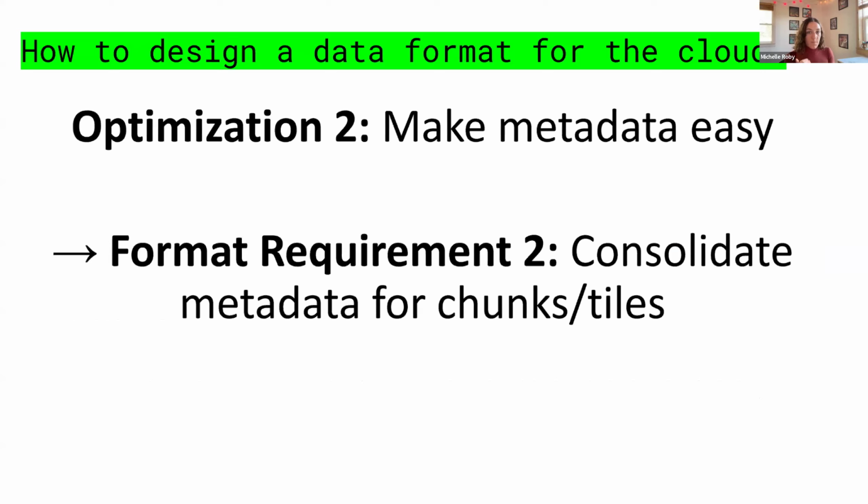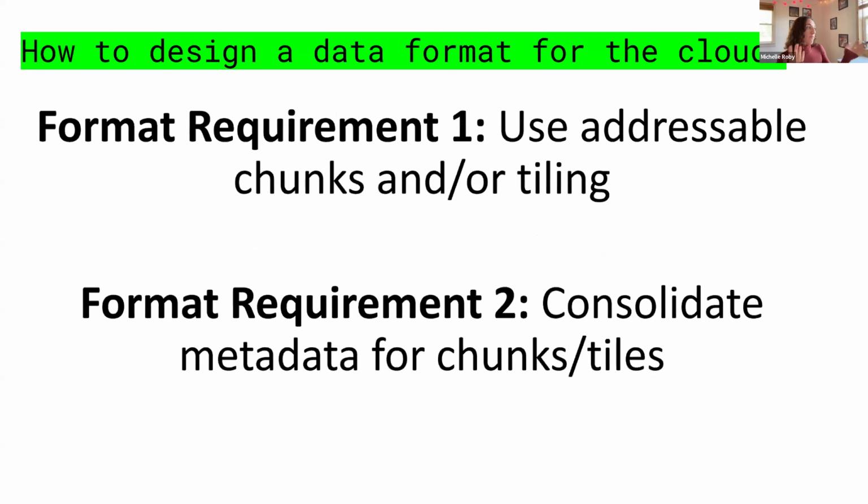So that second format requirement is that you need the consolidated metadata for the chunks or tiles. So the tools that you're using and the metadata can just use one request to get all the metadata. And then from there, just pick out the individual pieces that they want for computation. So as a reminder, those two format requirements are using addressable chunks and tiling, and then consolidated metadata to describe those chunks and tiling so we know where the pieces of information that we want to pull out exist so that we can do so.